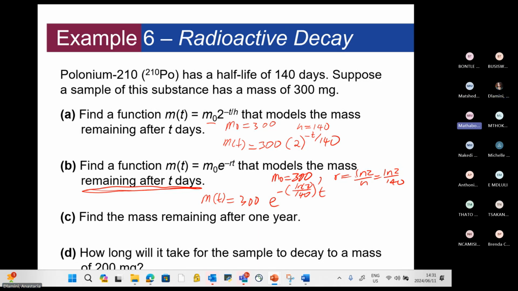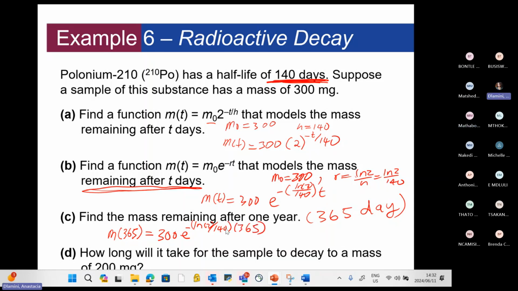And then for C, they said find the remaining mass after 1 year. So I looked at my half-life. My half-life is in days. Well done. So I'm going to say 1 year is equal to 365 days. Then I'm going to say M of T for 1 year, which is 365, is equal to 300 times e to the power of minus ln 2 over 140, all multiplied by 365. Well done.